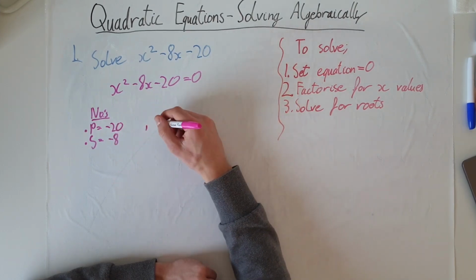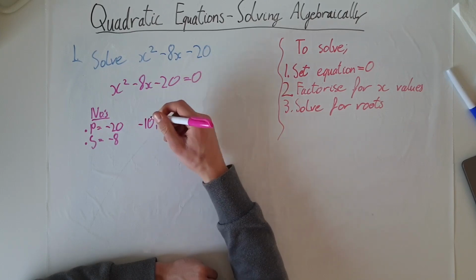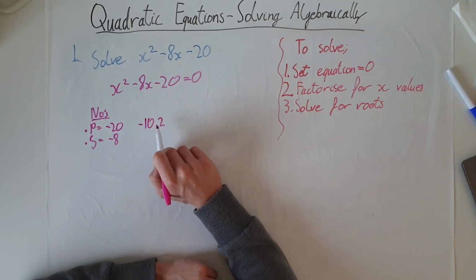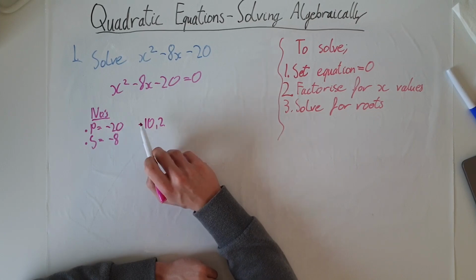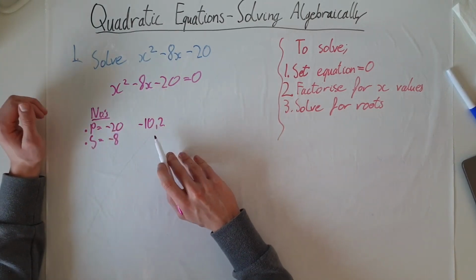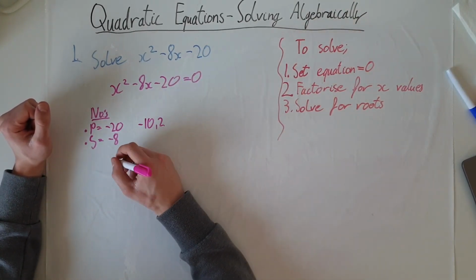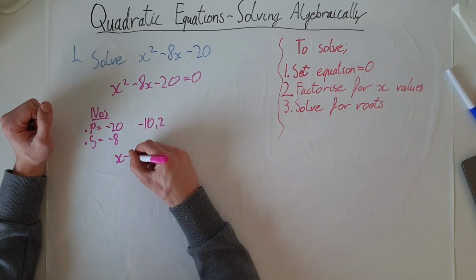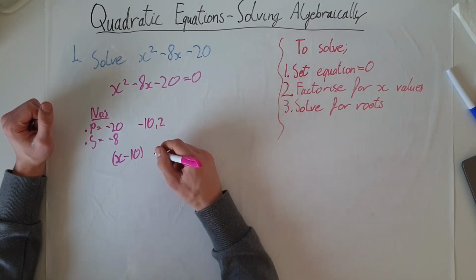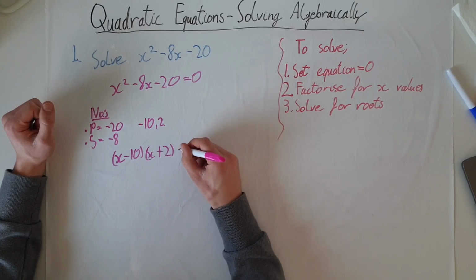And if you think of this, two numbers that multiply to get minus 20 and add to get negative 8 are minus 10 and 2, because minus 10 times 2 is minus 20, and then minus 10 add 2 is minus 8. So here are our two numbers, and just as we would with any other trinomial, we now have x minus 10 in one bracket, and in the other x add 2, is equal to 0.